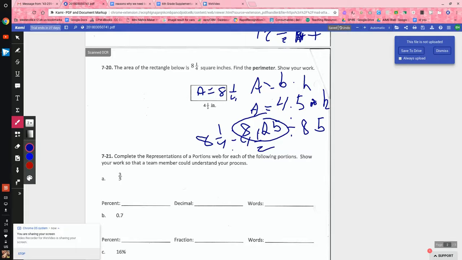So working over here, I got 8 times 4 is 32 plus 1 is 33 over 4. So I'm going to keep that. I'm going to change it to multiplication. Then I have that 4 times 2 plus 1 is 9 over 2. And I'm going to flip that to 2 over 9. I'm going to multiply, and I'm going to get 66 on top and 36 on the bottom.